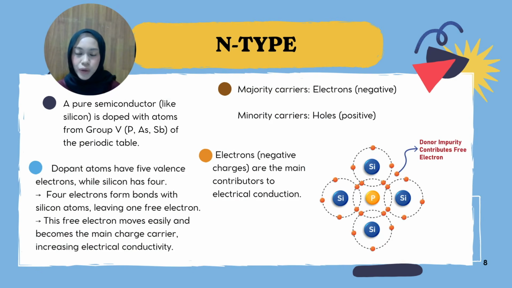One of the types of extrinsic semiconductor is N-type. N-type is a pure semiconductor doped with atoms from group 5 of the periodic table, such as phosphorus, antimony, and arsenic. The dopant atoms have 5 valence electrons while silicon has 4. 4 electrons form bonds with silicon atoms, leaving 1 free electron. These free electrons move easily and become the main charge carrier, increasing electrical conductivity. The majority carriers in N-type are electrons, which are negative, and the minority carriers are holes, which are positive. Electrons in N-type are the main contributors to electrical conduction.